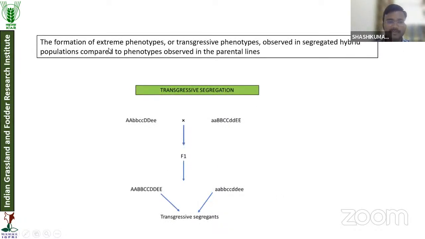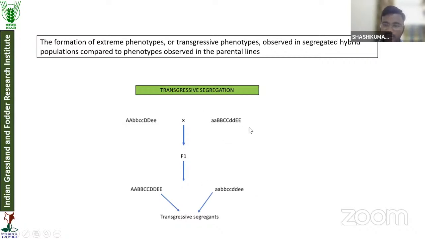What is a transgressive segregant? Extreme phenotypes, or transgressive phenotypes, observed in a segregating hybrid population, that is in the F2 population. In order to get transgressive segregants, the parents should be close to the mean of the population. See here, this is P1 and this is P2. P1 has certain dominant genes, and P2 has another set of dominant genes. In the F2 condition, what will happen? You will get completely homozygous plants with all dominant genes, and another completely homozygous condition with all the recessive genes. These are called transgressive segregants.